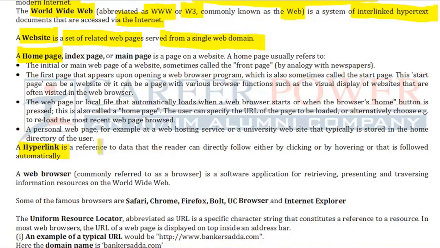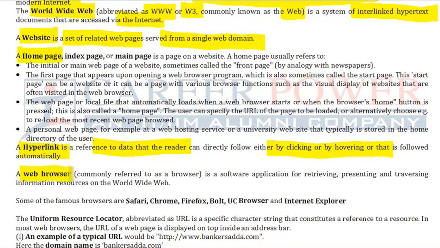Now, a hyperlink. A hyperlink is a reference to the data that the reader can directly follow either by clicking or by hovering over. That is, for example, there's a text written with a hyperlink on it. Whenever you click that text, another page will open. That means that link is called a hyperlink and that text is a hypertext.